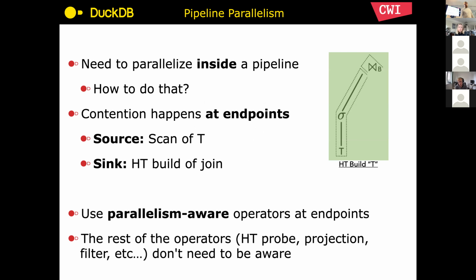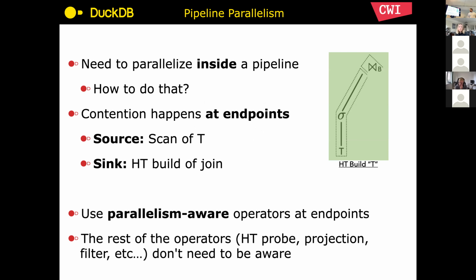So of course, you can parallelize between these different pipelines. But what you really want for good parallel execution is to parallelize inside one pipeline, because often you have one very heavy pipeline, like, I want to do a bunch of probes using my big fact table, and I need to parallelize that. So how do you do that?